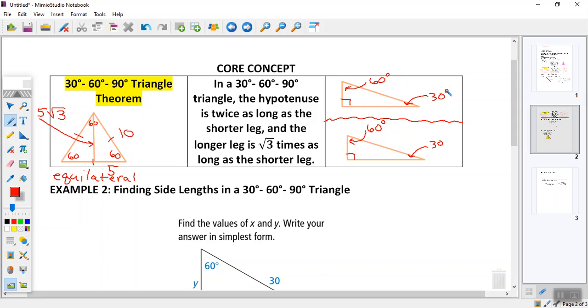Okay, I'm going to try something here. I'm going to put a value in. Okay, you ready for this? I'm going to put a 9 right here. Okay, what length did I just give you? Did I give you the short leg, the long leg, or the hypotenuse? Okay, talk to me, friends. How do you find the hypotenuse in this? What's the rule?